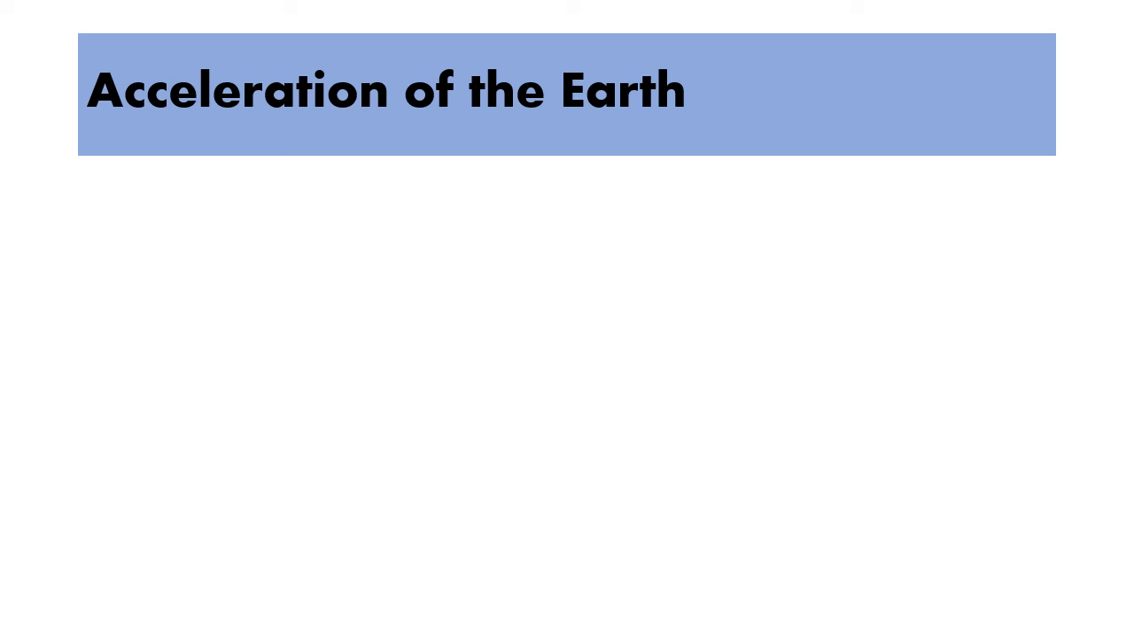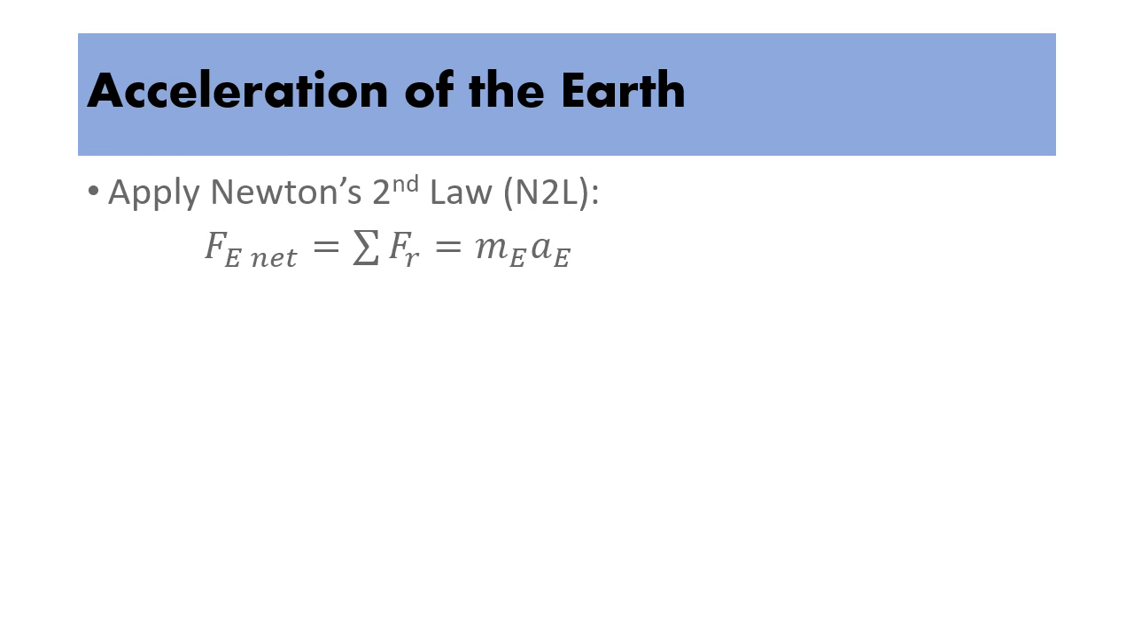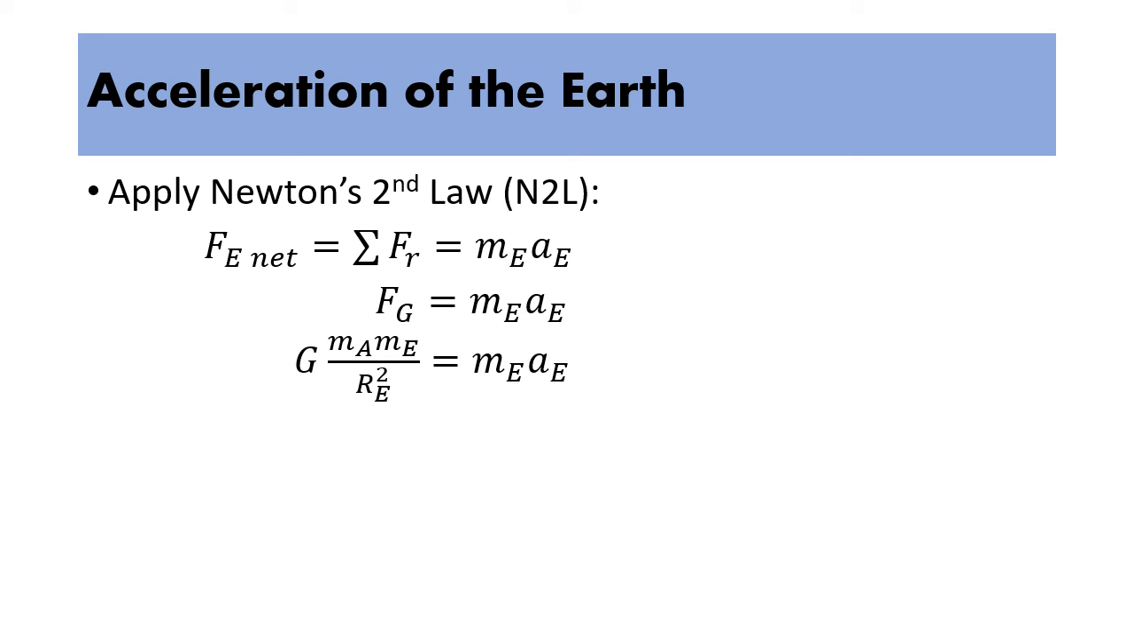Finally, we'll determine the acceleration of the Earth to the apple. As before, we use Newton's second law to determine the net force acting on the Earth. And as before, we equate the force of gravity to the net force, which once again leads us to the force of gravity on the left-hand side given by Newton's law of gravitation, and the net force on the right-hand side given by Newton's second law of motion.